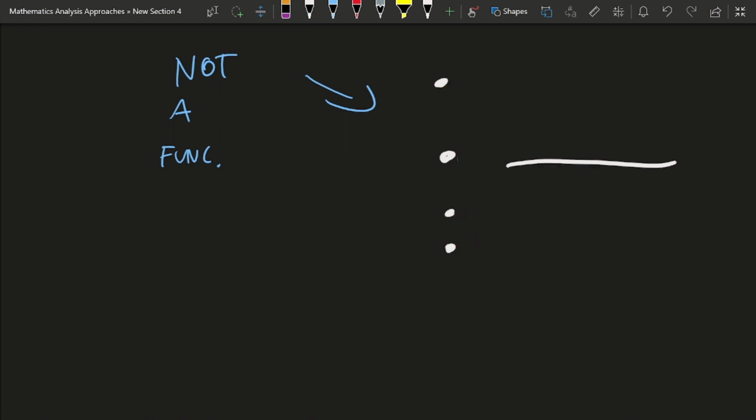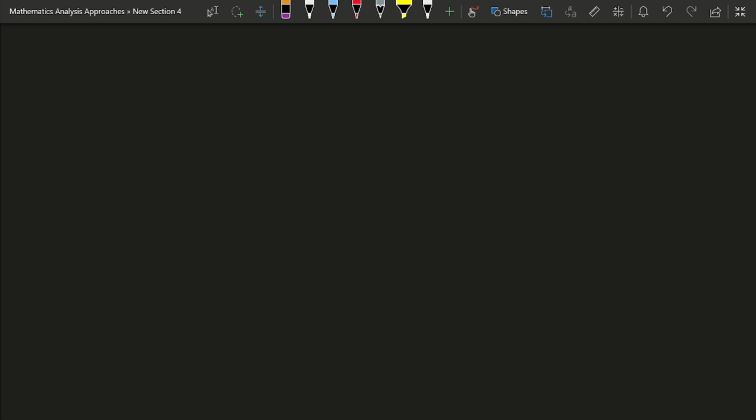So I hope you got the idea of this. All right, that was it for functions. This is the introduction to functions. I hope you understood a lot.